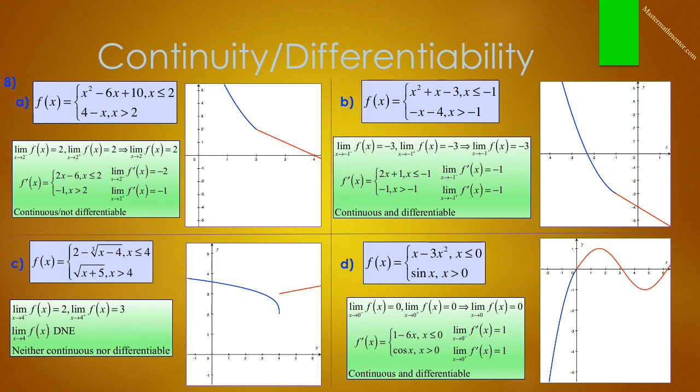Our first derivative is 1 minus 6x if x is less than or equal to 0, cosine of x if x is greater than 0. And now we take a look at the limit of f prime of x as x approaches 0 from the left, which is 1, from the right, which is 1, and therefore the limit of f prime of x as x approaches 0 is 1. That makes this function both continuous and differentiable. And that is clear on the graph where the transition between blue and red at x equals 0 is a smooth one.